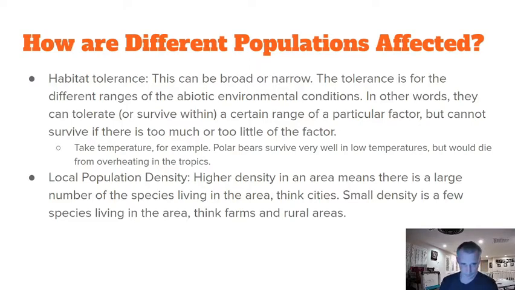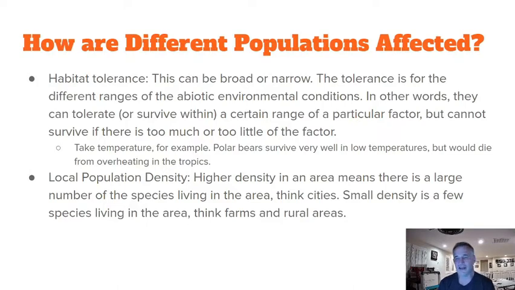So in other words, they can tolerate or survive within a certain range of a particular factor, but can't survive if it's too far outside of that range, right? So let's just take a simple one, temperature. For example, polar bears survive really well in low temperatures. That's where their natural habitat is. If we took a polar bear out of the Arctic region and moved it into some place in the tropics, like the Amazon, it wouldn't survive very long. It would overheat, dehydrate, and probably die in a relatively short period of time.